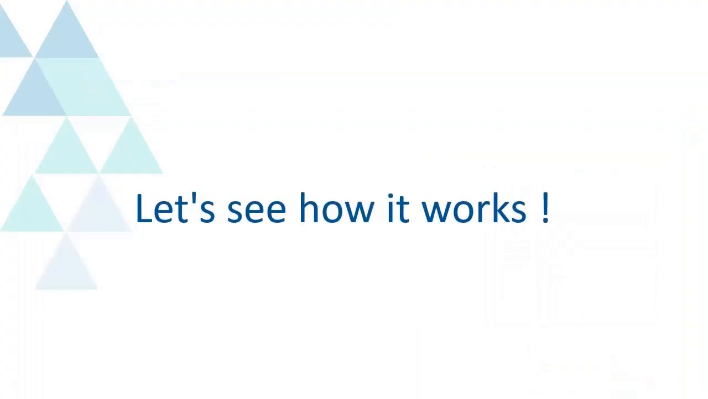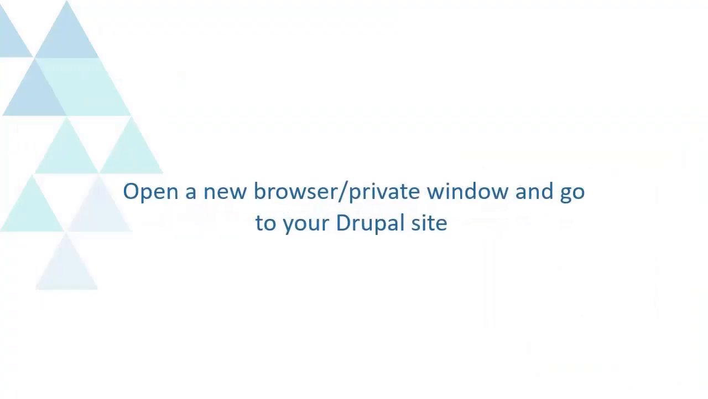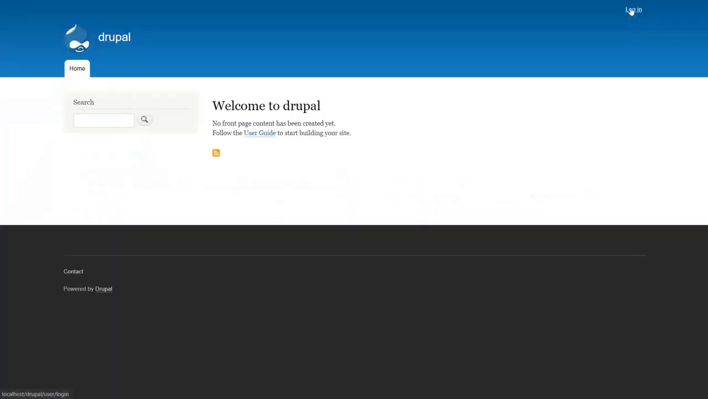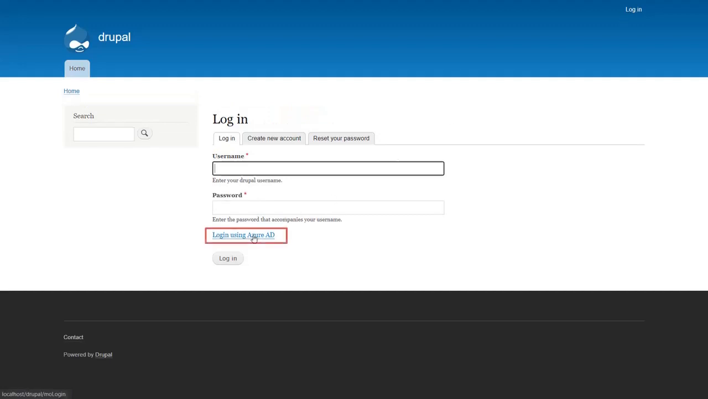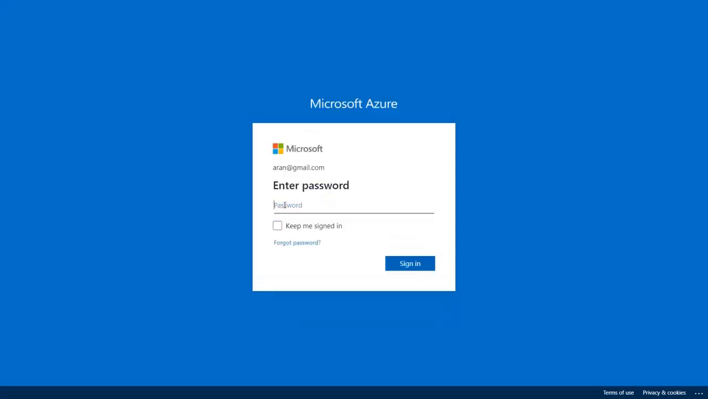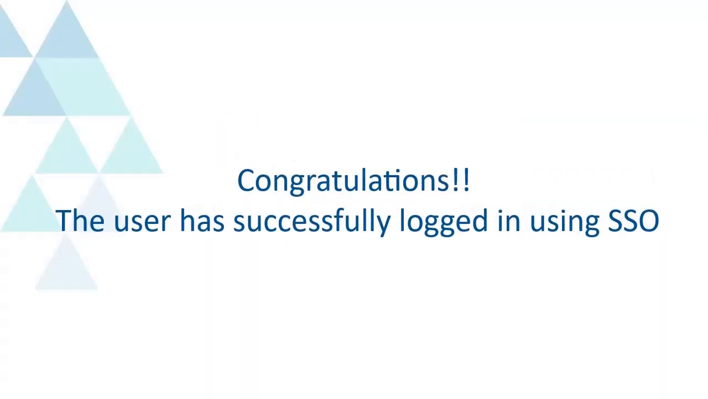Let's see how it works. Open a new browser private window and go to your Drupal site. Now, click on the link to initiate the SSO from Drupal. Login here with Azure AD credentials. Congratulations! The user has successfully logged in using SSO.